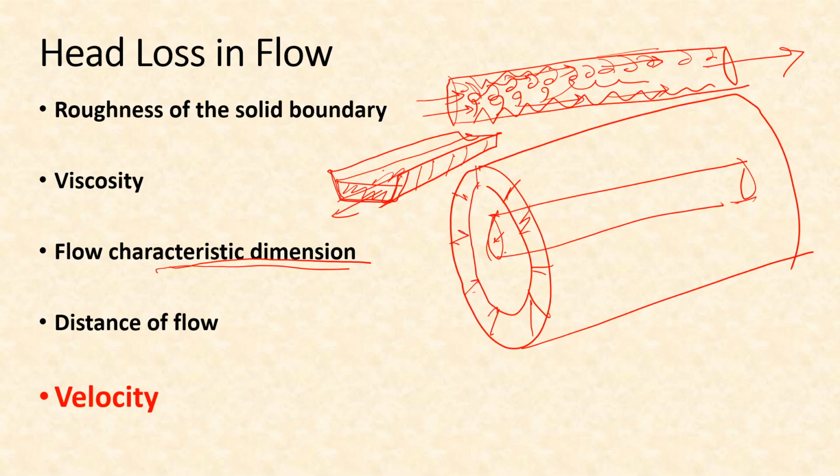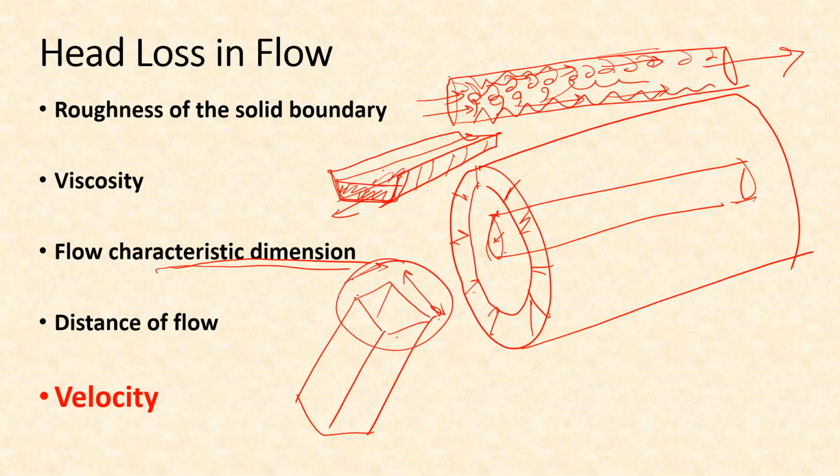So that's how the characteristic dimension, which is the diameter in case of a pipe, and depth or width or some representative of both depth and width in case of a channel. If it's a rectangular pipe, then we'll have to figure out something else, which may be either this dimension or some representative dimension of both of them, which will give us some idea about how much the solid boundary is affecting the flow inside the pipe.